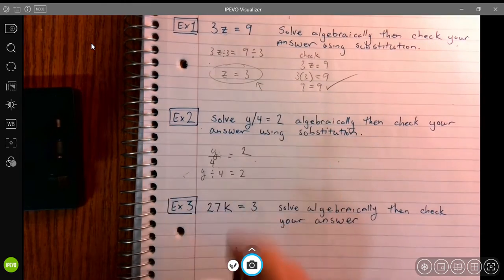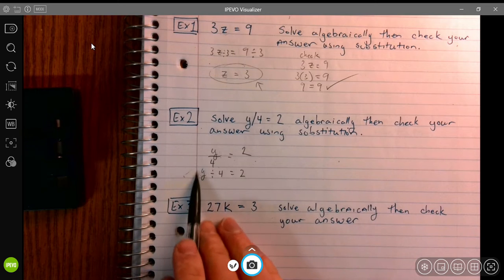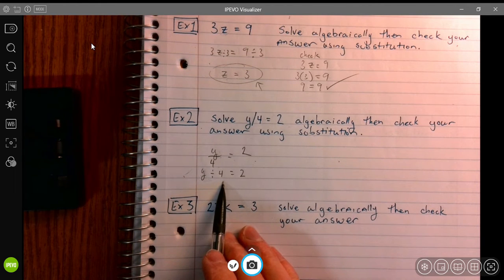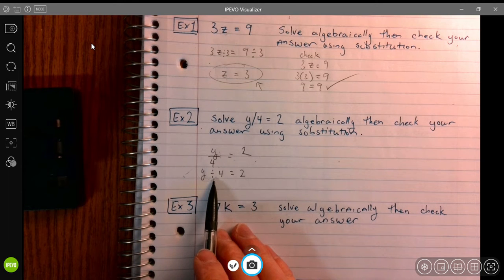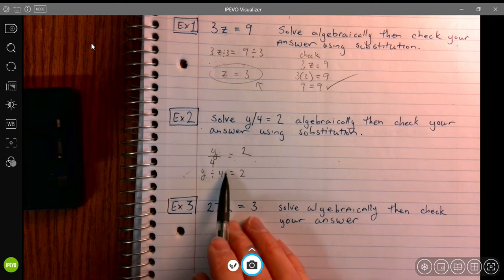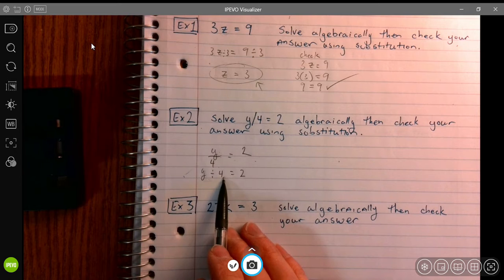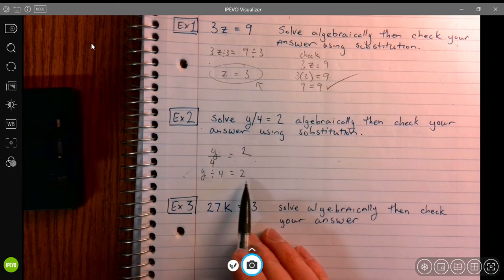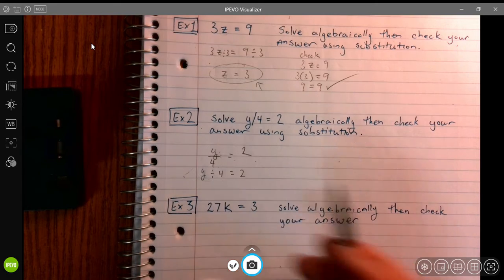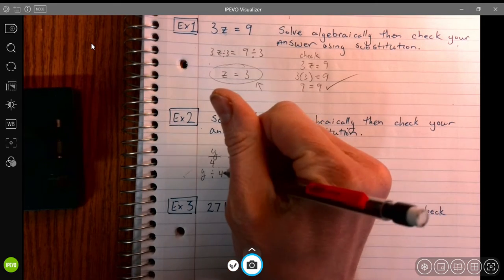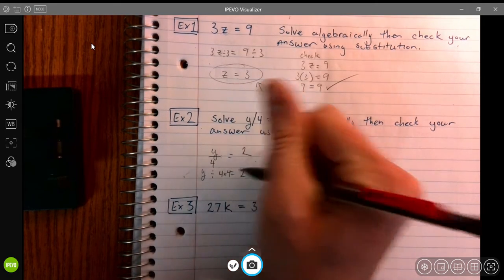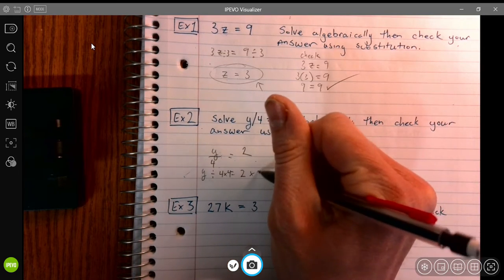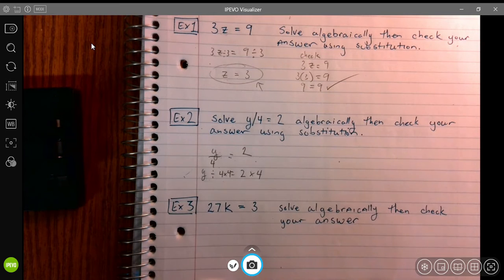Now remember, we want to isolate our variable, right? And our variable is being divided by 4. So if it's being divided by 4, I need to perform the inverse operation. And whatever I do to one side of the equation, I have to do to the other. So what's the inverse of division? Multiplication. So I'm going to multiply this side by 4 and I'm going to multiply this side by 4. Okay?